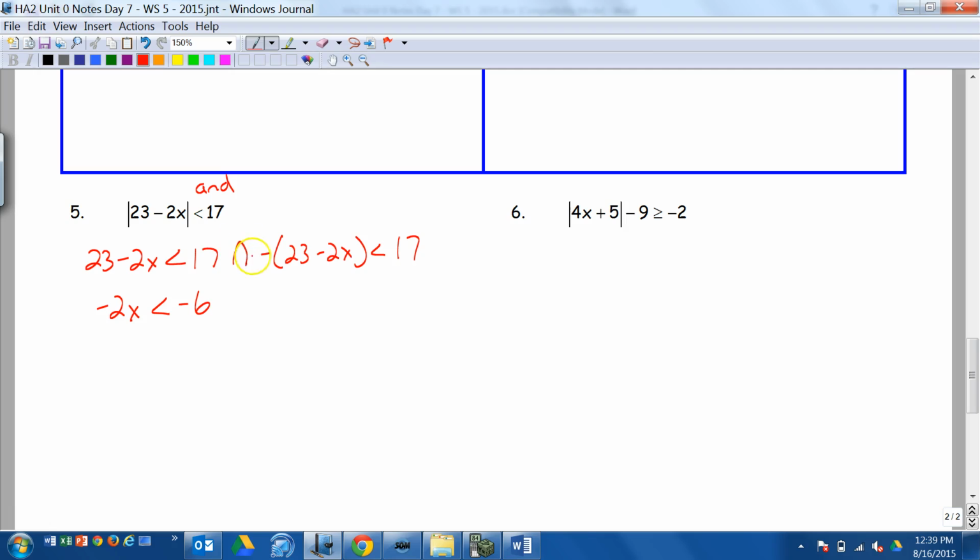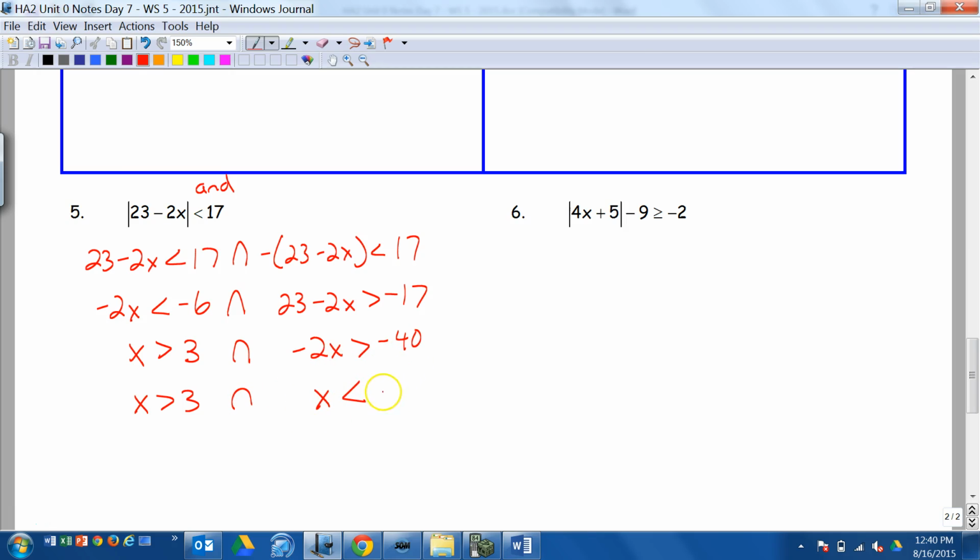And since this is going to be an and, I'm going to put an intersection symbol there. I divide by a negative. I get 23 minus 2x is greater than negative 17. I'm going to keep solving both sides. I get x dividing by a negative is greater than 3. And I'm going to intersect that with, I'll keep working on this one. This you get negative 40 on the other side. So my final answer is x is greater than 3, intersect with x is less than 20.